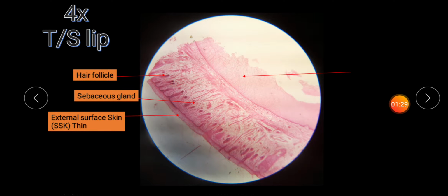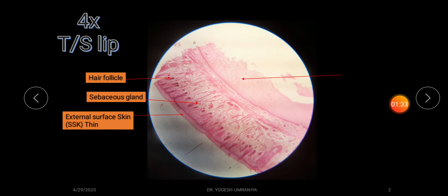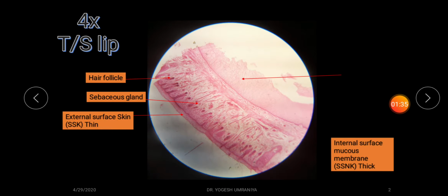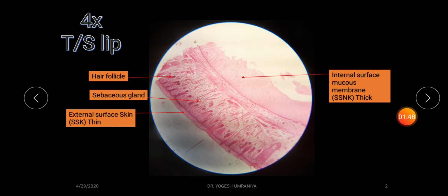Next structure, this is the inner surface. Okay, that is the internal surface, which is lined by the mucous membrane, which is having the stratified squamous non-keratinized type of epithelium, and this layer is somewhat thicker as compared to the external aspect, which is somewhat thinner.